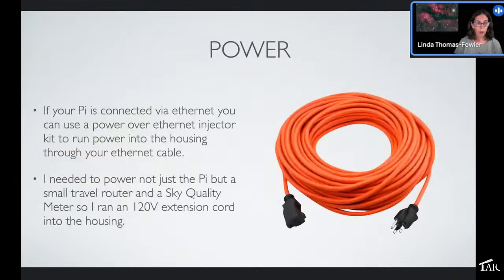And you need to get power up there. So if your Pi is connected via Ethernet, you have the option of using a power over Ethernet kit to put power in outside the housing and then take it off the Ethernet cable inside the housing. In my case, I needed to power a few things. In addition to the Pi, I needed to power a little travel router and a sky quality meter. So I put in an actual power strip in there and just ran a 120 volt extension cord in there. So depending on what you need, you could have different needs for different ways of getting power in.